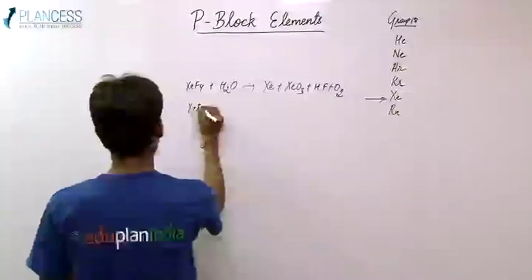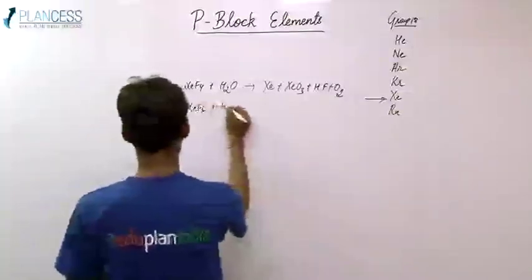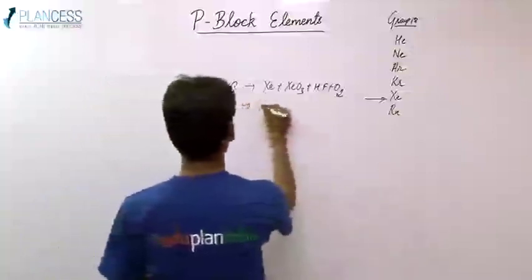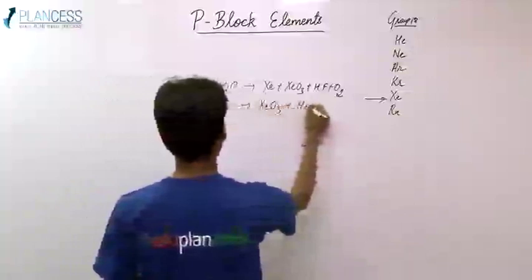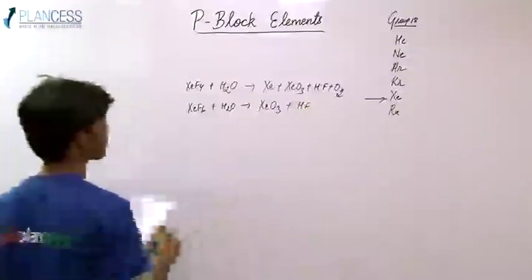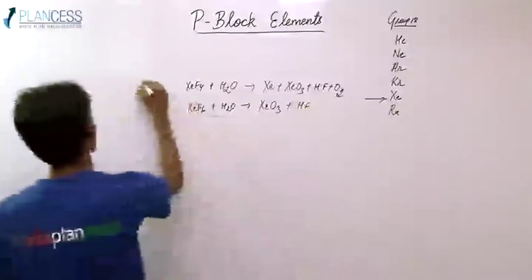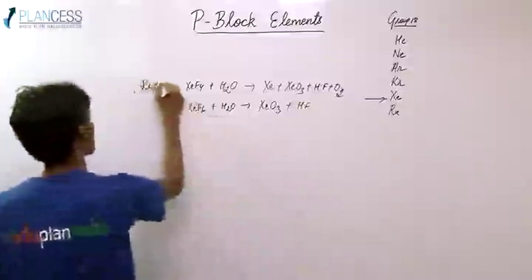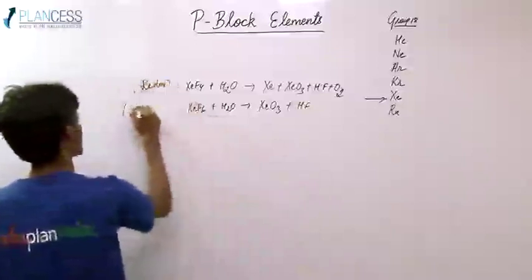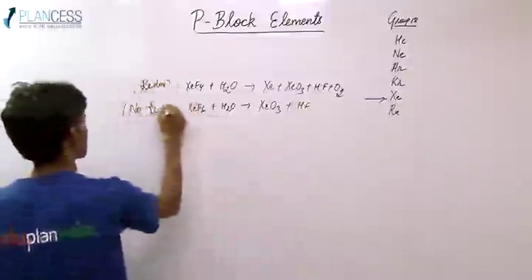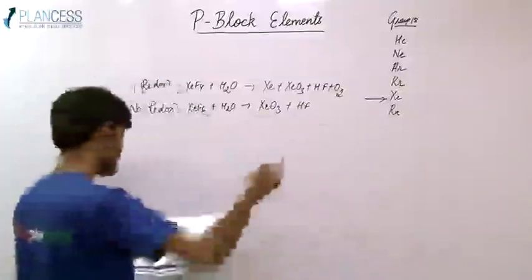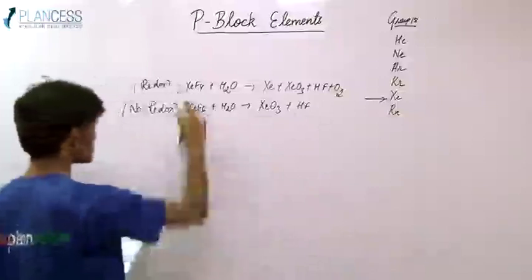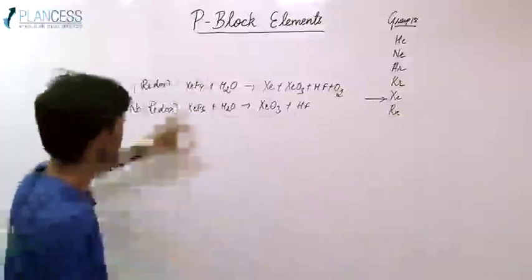Talking about hydrolysis of XeF6, in this case only XeO3 is formed and corresponding to it HF is formed. So in the previous case this was a redox reaction, however this is no redox reaction, it is just a simple hydrolysis, with no change in oxidation state between the reactant and product side. This is a complete hydrolysis.